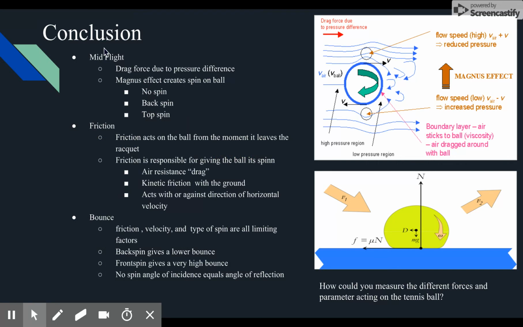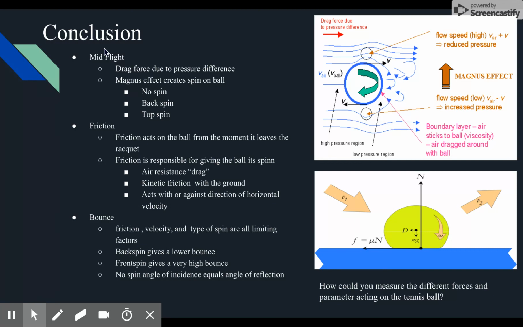In conclusion, for the physics of a tennis ball, during mid-flight, some of the forces acting on it include drag forces due to pressure difference, and the Magnus effect creates a spin on the ball. It either creates no spin, backspin, or topspin. Also, acting on the ball during its journey is friction. Friction acts on the ball from the moment it leaves the racket. Friction is responsible for giving the ball its spin.